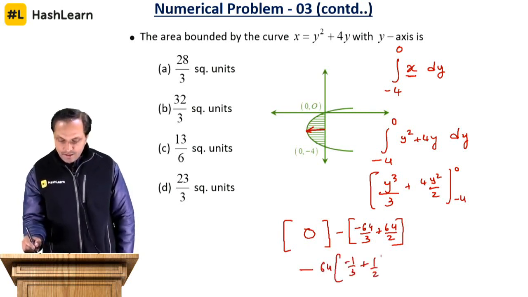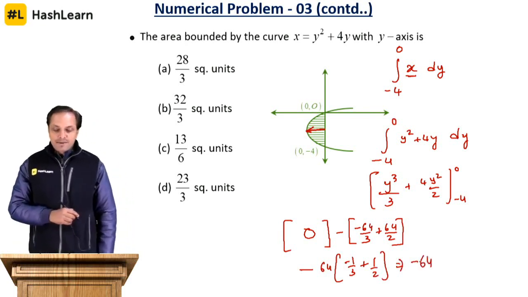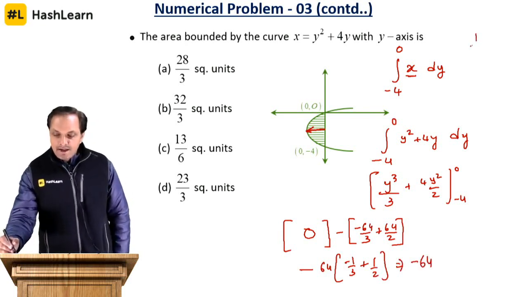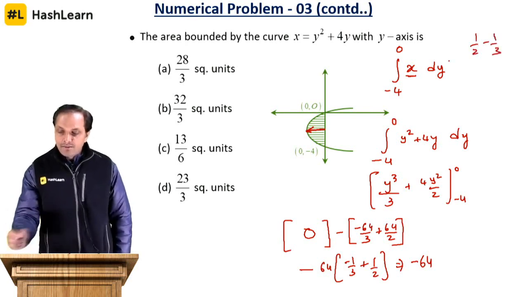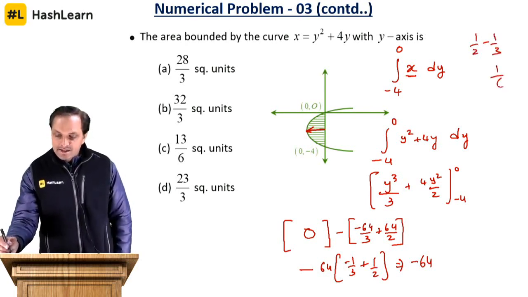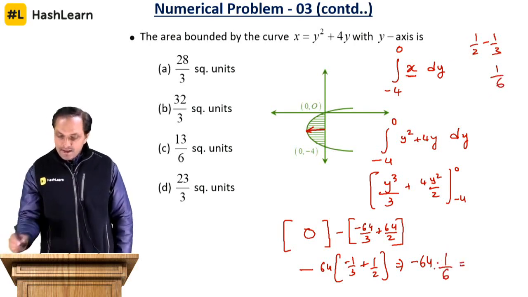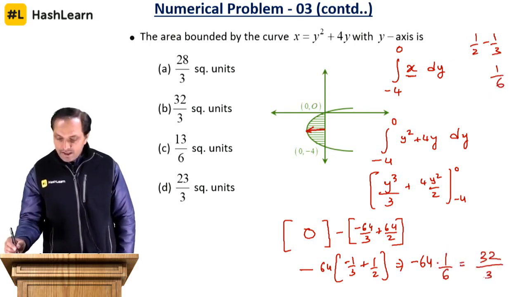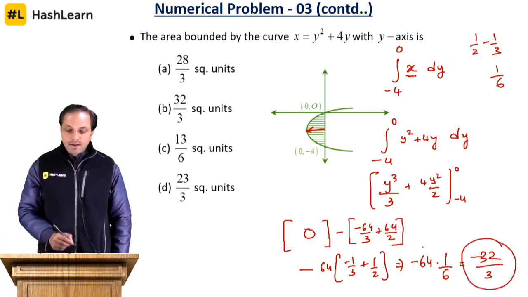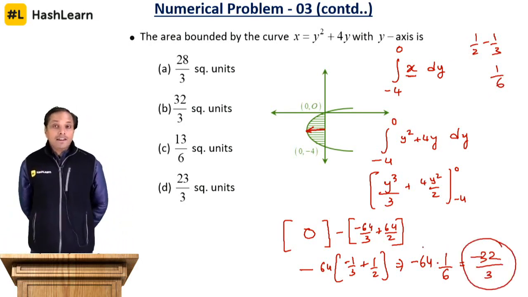plus 1 by 2. When you do the simplification, you will have minus 64 outside. You know that 1 by 2 minus 1 by 3 will give you 3 minus 2 is 1 by 6. This part will give you 1 divided by 6. You can cancel. You will have 32 divided by 3 with negative sign.